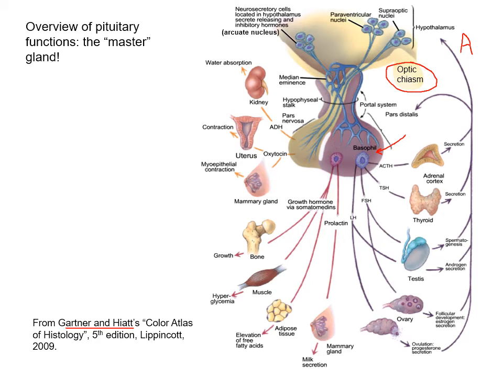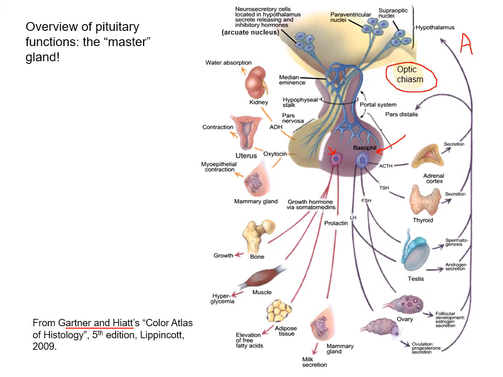So here's a little histological review. The basophils stain blue-black because they're basophilic. They stain by hematoxylin. The acidophils stain pink-orange by eosin. They're here. So they're called acidophils and basophils because of how they stain using hematoxylin and eosin. These cells, the acidophils and basophils, secrete most of the hormones by the pituitary gland.